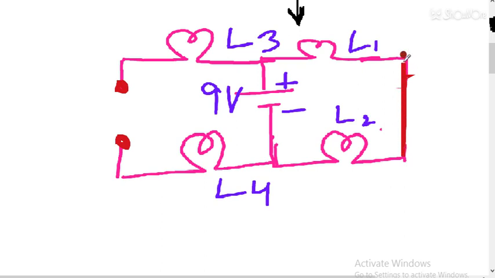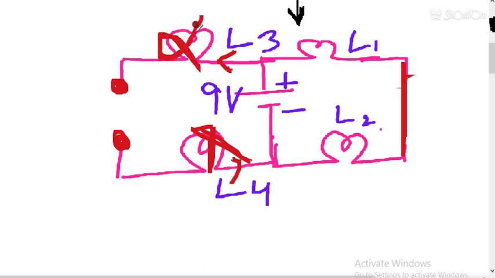So this will be a closed circuit and this will be the open circuit. No current will flow in this branch because it is an open circuit. So no current means neither L4 will glow, nor will L3 glow. So these two lights will not glow.